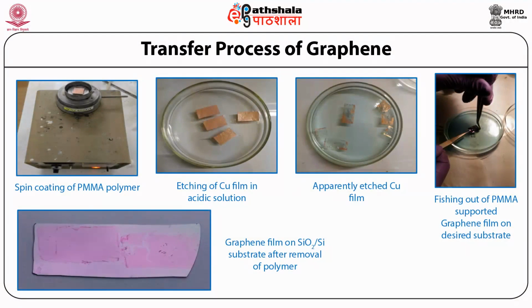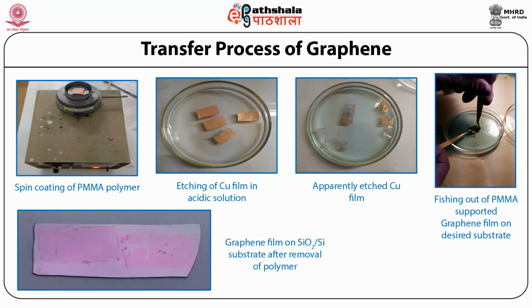I want to discuss the transfer process of graphene. This is very much required because to study any application, especially electronic applications, we have to put this graphene on silicon with silicon dioxide or a dielectric substrate. Here I want to discuss how one can transfer graphene from copper to the desired substrate.